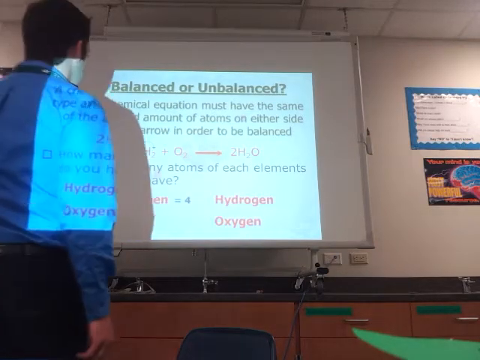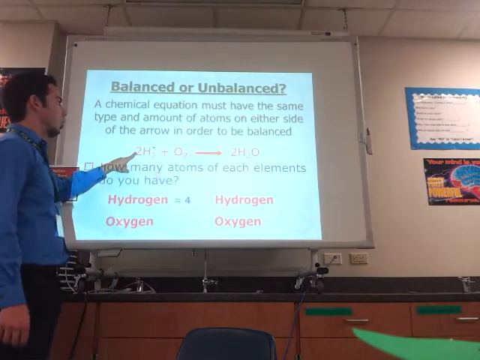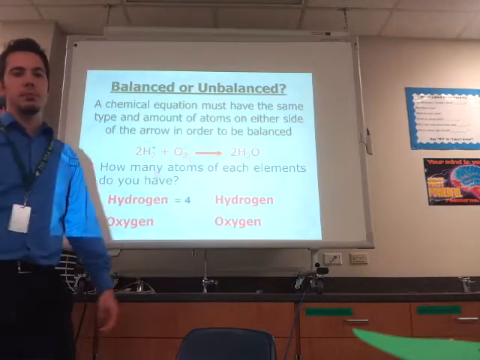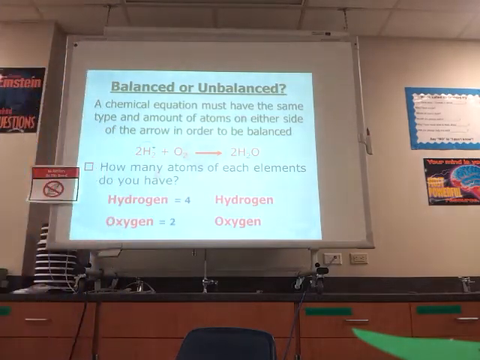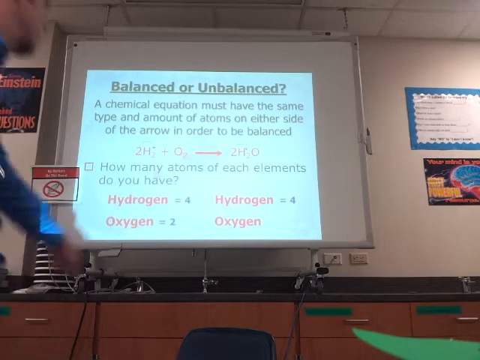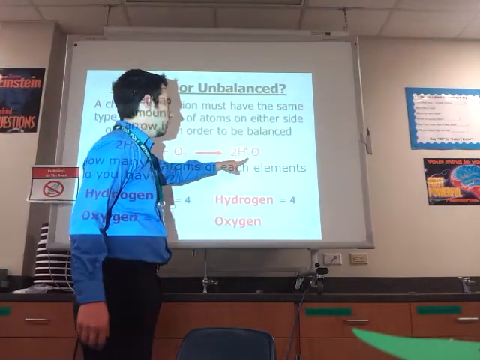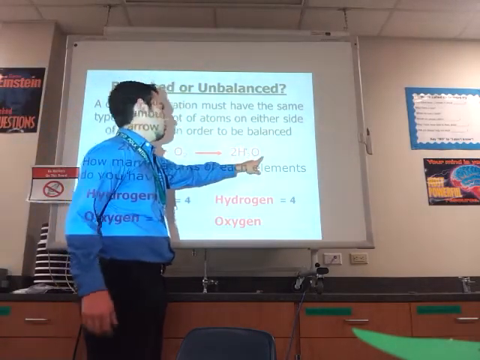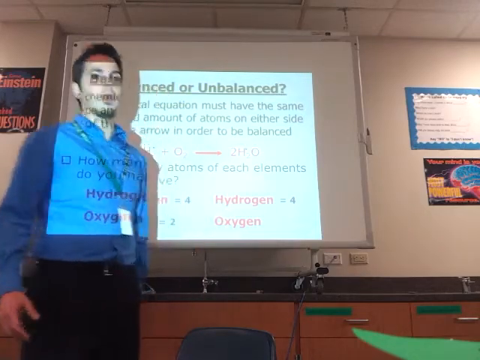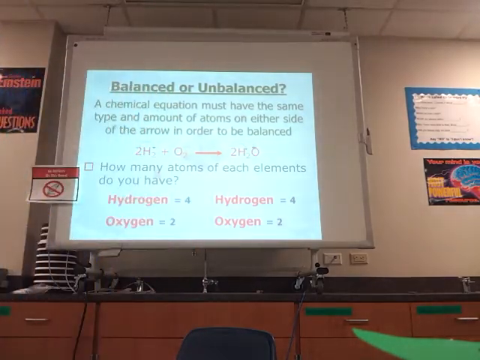What operation do we do to get this 4? Coefficient times subscript. For oxygen, it's just a subscript. There is no coefficient, so we assume it's 1. Again, same thing on the other side. Coefficient times subscript. There is no subscript for O, so it's just 1. 2 times 1 is 2.